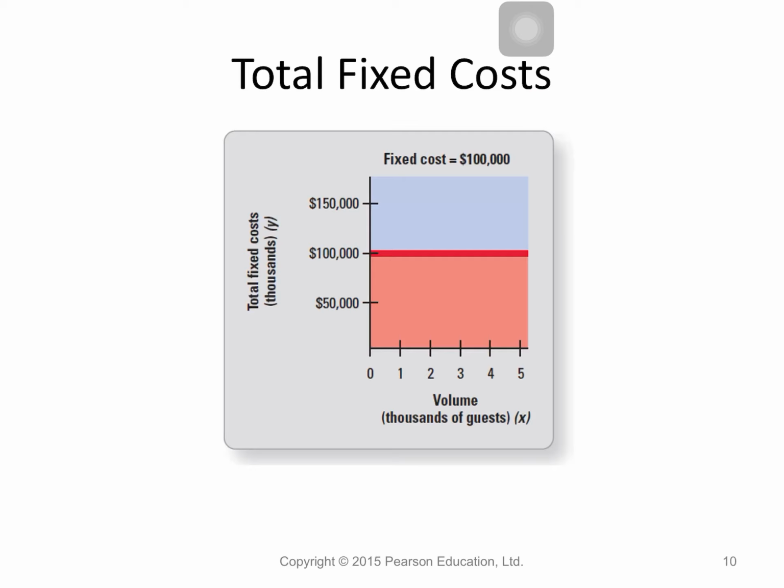This is the graph of the total fixed cost. As you see here, the graph is flat, no slope. Slope means whether it is like this or like this, the degree of the slopiness. So here no slope, and you see the total fixed cost remains the same. Total fixed cost is always 100,000, even though you serve one guest or two guests, the fixed cost is always the same.